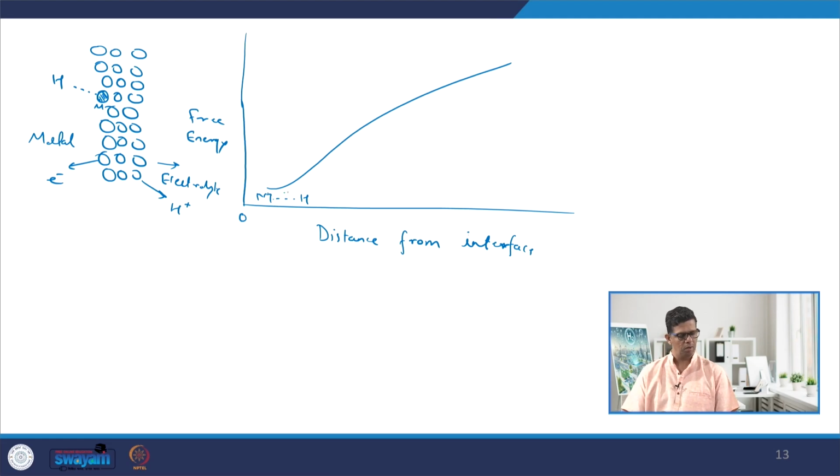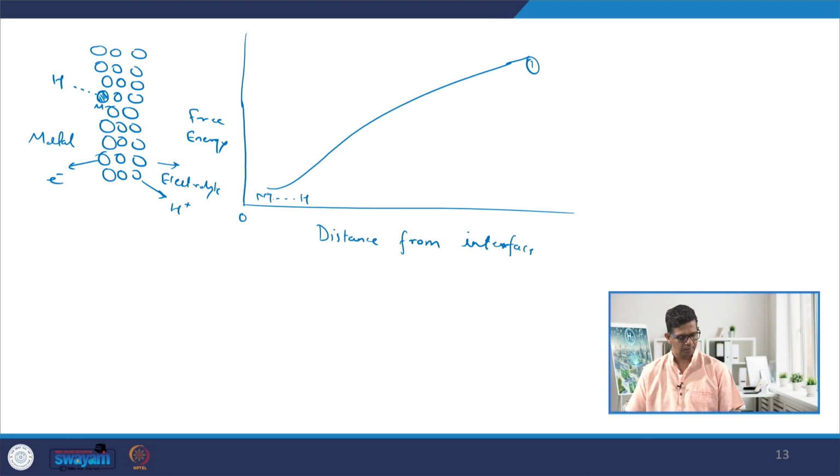As and when you go away from the metal interface, its free energy increases. So, that is what has been shown here. So, this is my first graph that represents H chemisorbed on M. As we take this hydrogen away from M, its bonding requirements are going to be incomplete and its free energy will increase. So, this is what the first graph talks about.